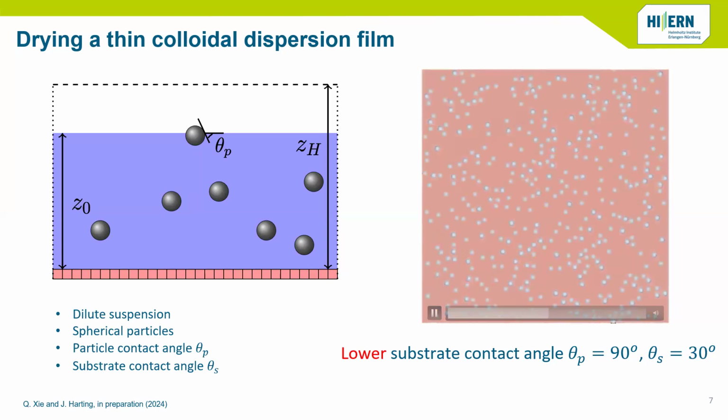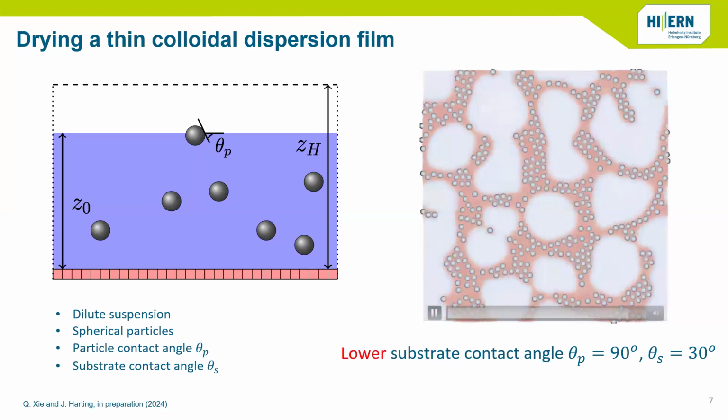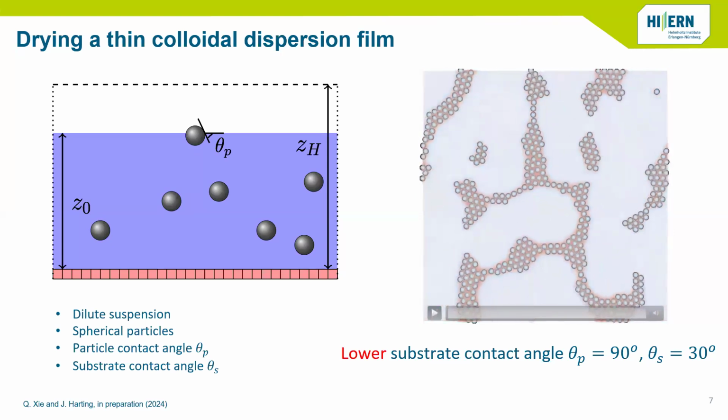As the solvent dries, at some point the contact line attaches at the particles, and then dewetting will happen. So then a particle deforms the interface. This will generate a capillary force. Capillary forces drive the particles to accumulate into some structures. So this is for the lower contact angle case.